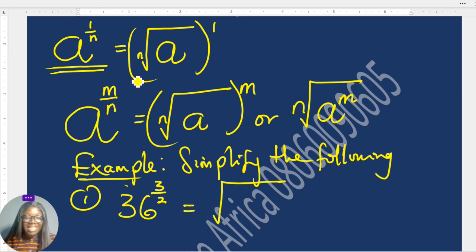Now, this root itself is 2, it is a square root. So whenever you see a number raised to power 1 over 2 or any number over 2, the square root itself is the 2, the denominator. So you don't need to write 2 on the left side. You don't need to put 2 here because the root itself is 2. So the root itself represents 2. So that's square root. So the square root of 36 raised to power 3.